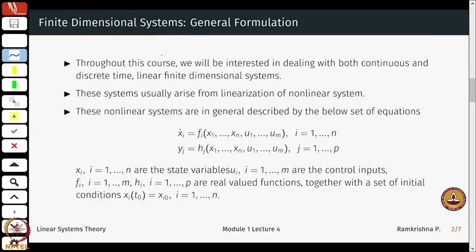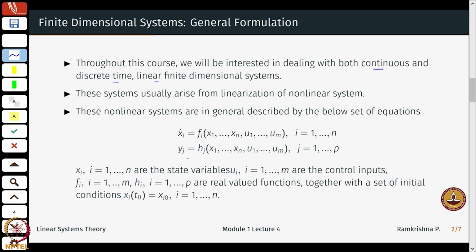We will be interested in both continuous and discrete time linear finite dimensional systems, and these systems usually arise from linearization of nonlinear systems. So, sometime later in the course we will talk about methods of linearization and also limitations of linearization. We will talk about some different methods of linearization, right. In general, all systems are described by a set of nonlinear equations, right.